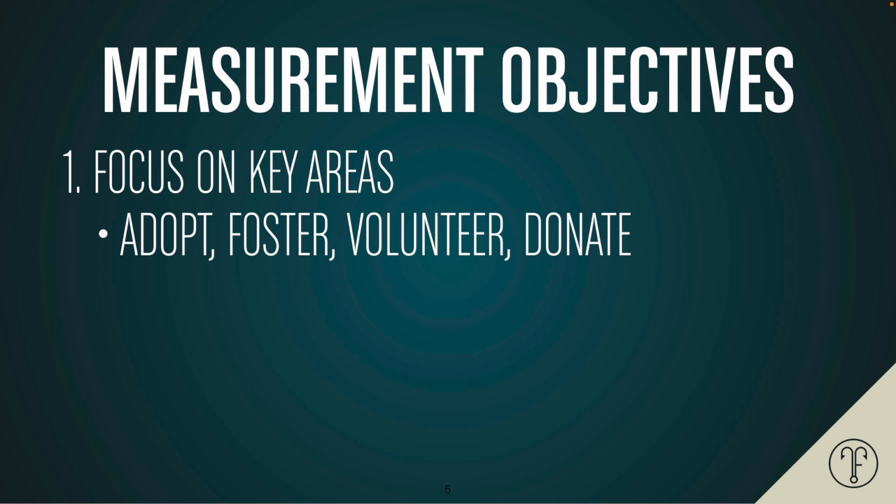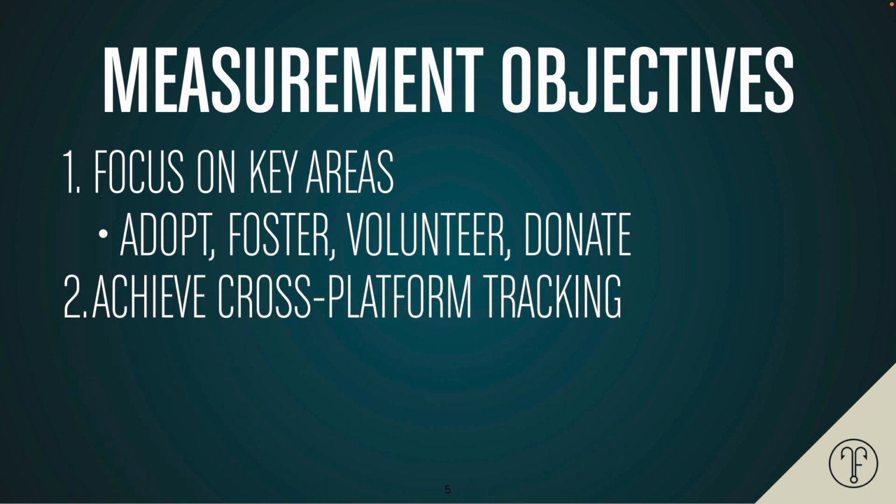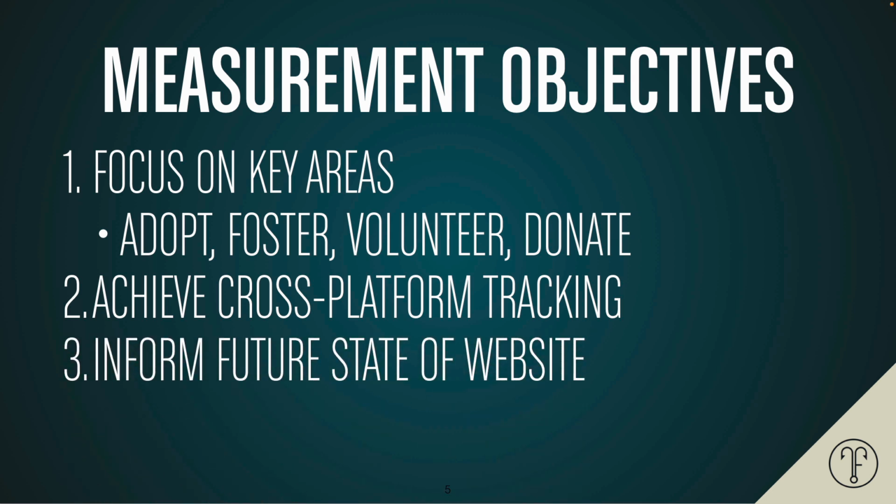Those are the three or four main areas that Maui Humane Society tends to focus on. We also want to achieve cross-platform tracking, so Maui Humane Society has a number of different websites in their ecosystem, not just MauiHumaneSociety.org, but also other sites for events and donations and things like that. We want to bring it all together. We also want to inform future state of websites.